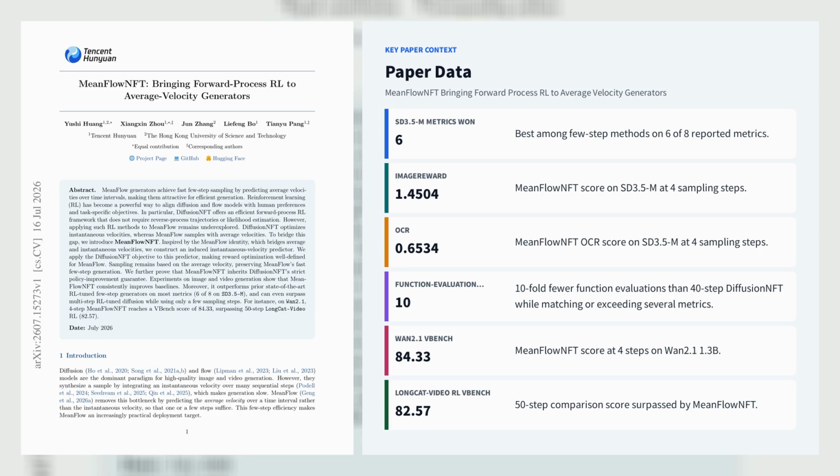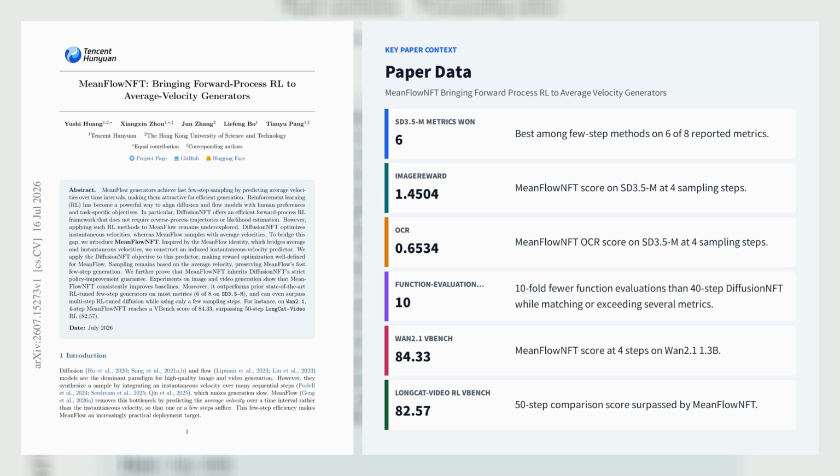Its key innovation is to derive an induced instantaneous velocity predictor from the mean flow identity, apply the likelihood-free DiffusionNFT objective to that predictor, and retain MeanFlow's native few-step sampler for inference. Theoretically, the authors show that, under idealized conditions, the induced optimum recovers the reward-improved policy and transfers that improvement back to the average velocity generator.